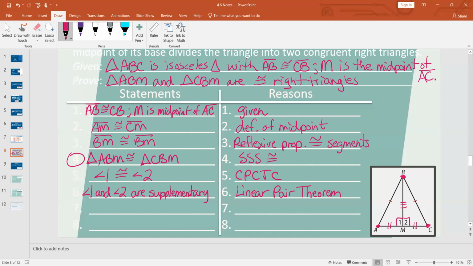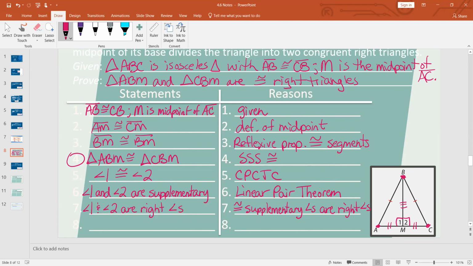That tells me that angle 1 and angle 2 are right angles because congruent supplementary angles are right angles. Their sum has to equal 180 and they're congruent, so they have to have the same measurement. So 180 divided by 2 is 90.